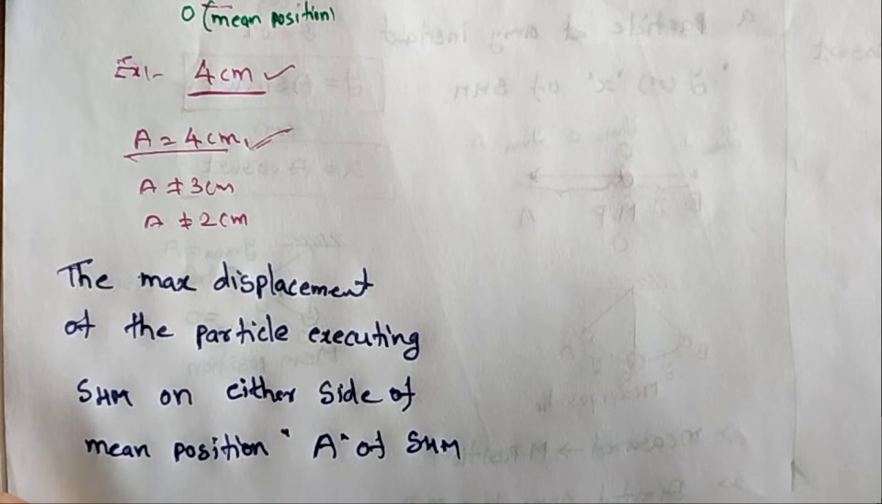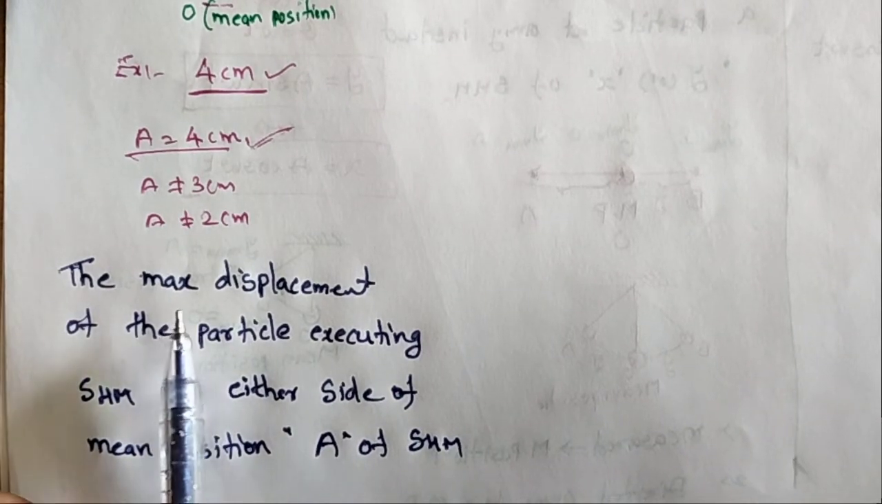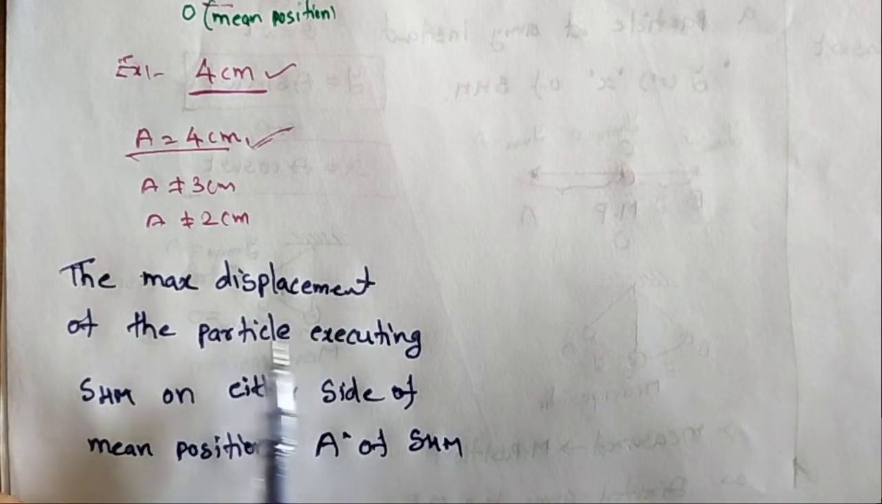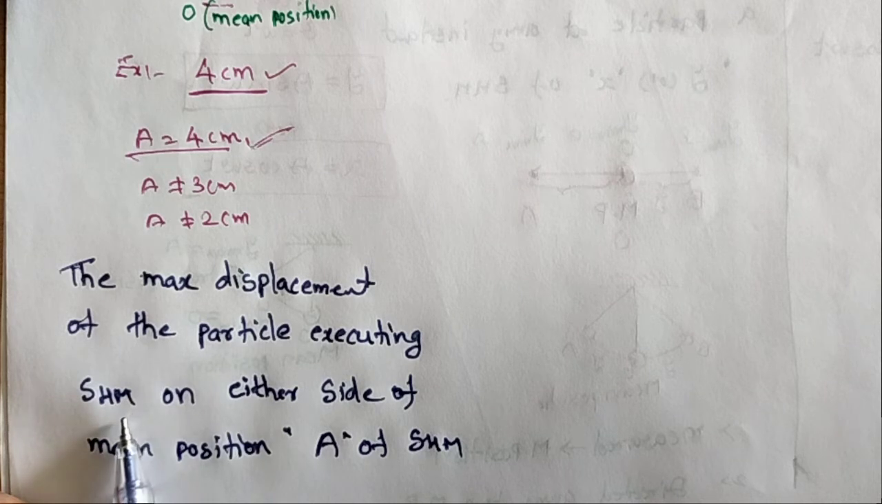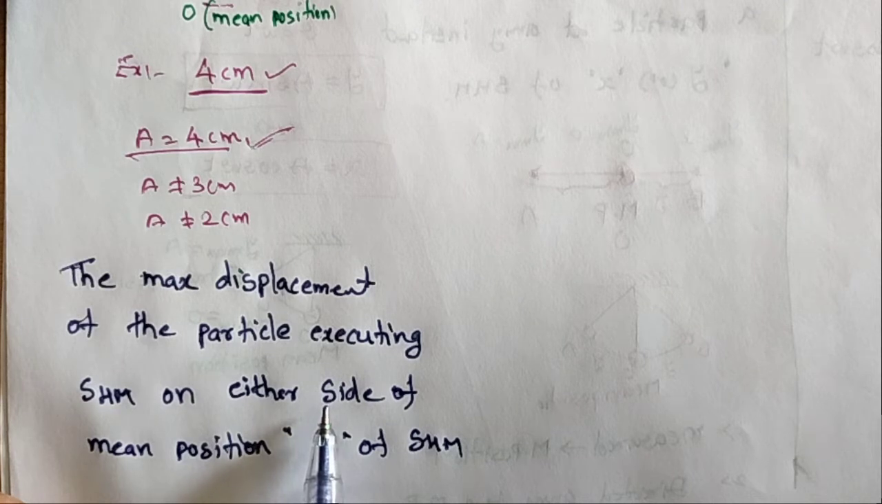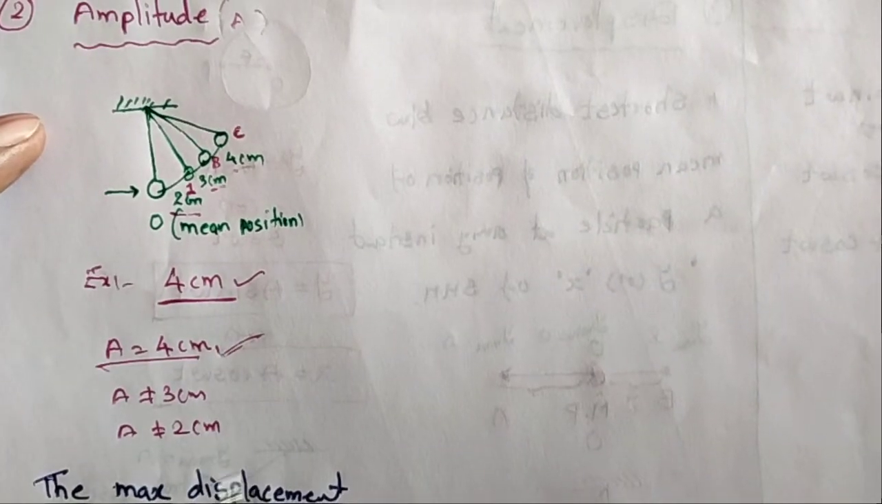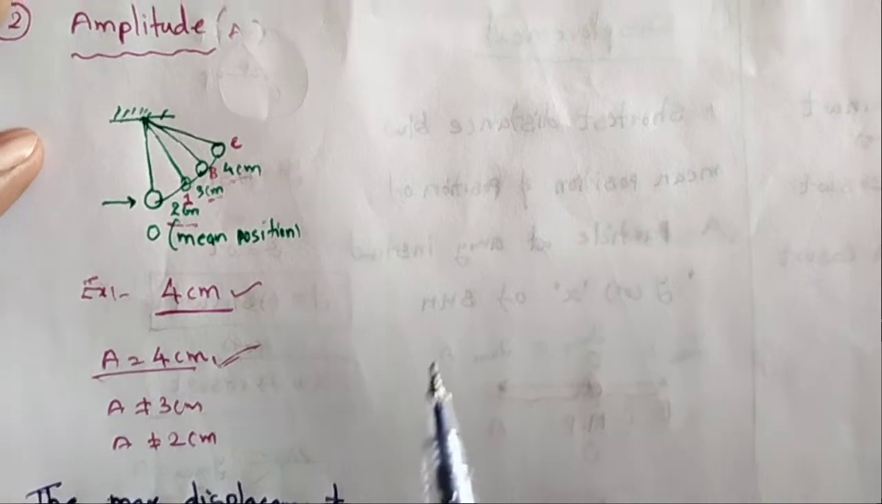This is the definition of the amplitude. What is the amplitude? The maximum displacement of the particle executing SHM, simple harmonic motion, on either side, means it is moving to the extreme positive position or to the extreme negative position. That is called amplitude. The amplitude is equal to capital A.